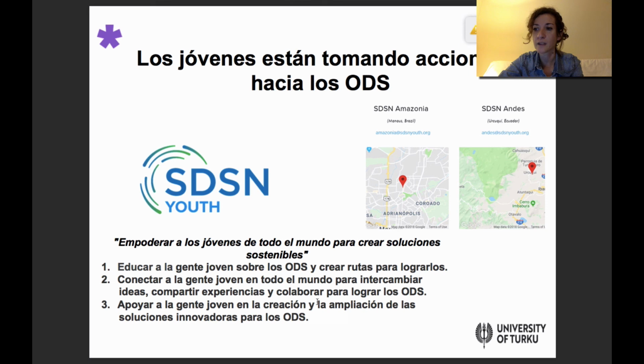And within this framework, the idea was to develop also a youth division where young people could be educated about SDGs, and they could be offered the possibility to create pathways to achieve them. And the other thing that this network does is also to connect young people globally, to exchange ideas, share experiences, and cooperate to achieve SDGs. And finally, it also supports very practically young people to create and also to scale up practical and innovative solutions for SDGs.